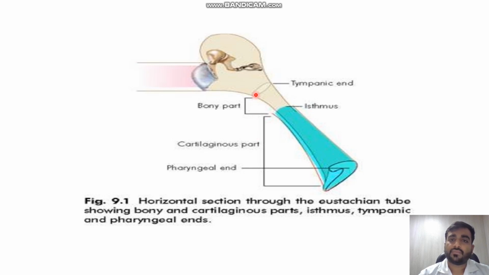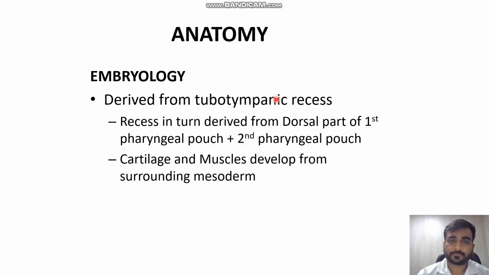anteromedially. Here we can see the tympanic opening and pharyngeal opening. The tympanic opening is situated in the bony portion and the pharyngeal opening is situated in the fibrocartilage portion. This is the tubal cartilage, and here we can see the mucosa. We will discuss the Eustachian tube parts in brief.